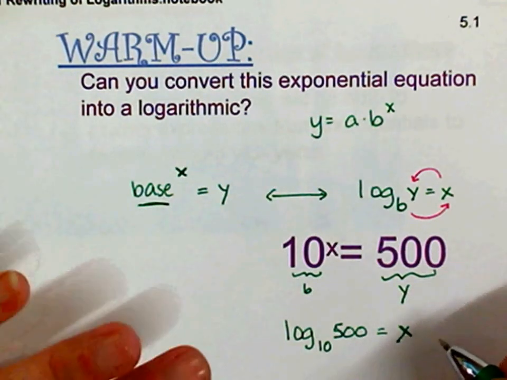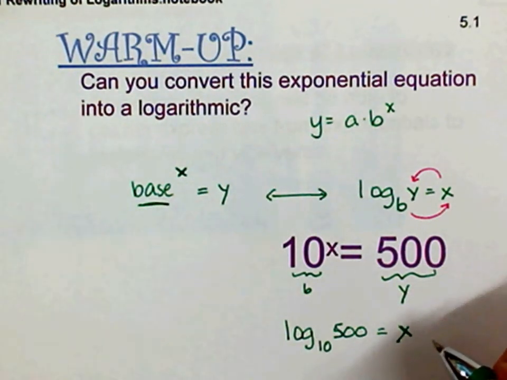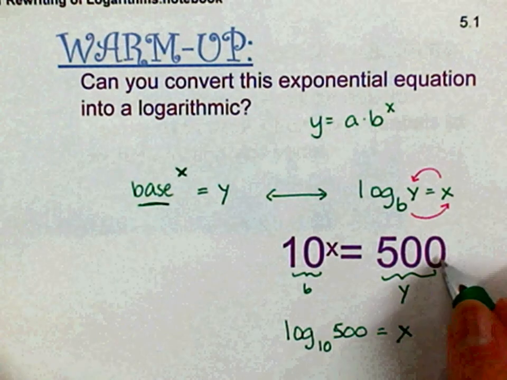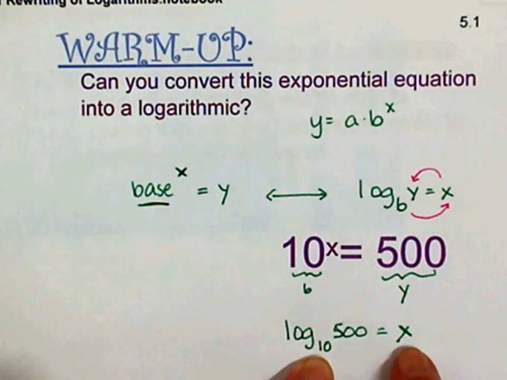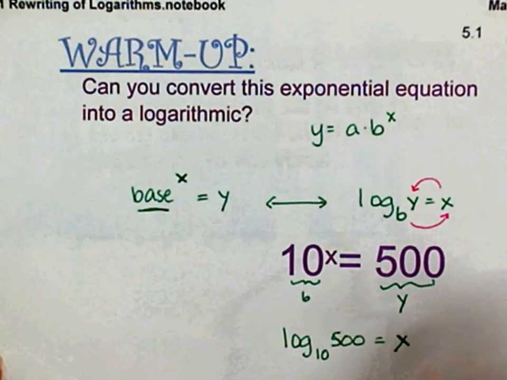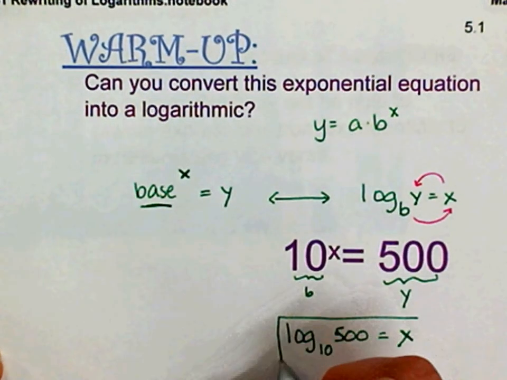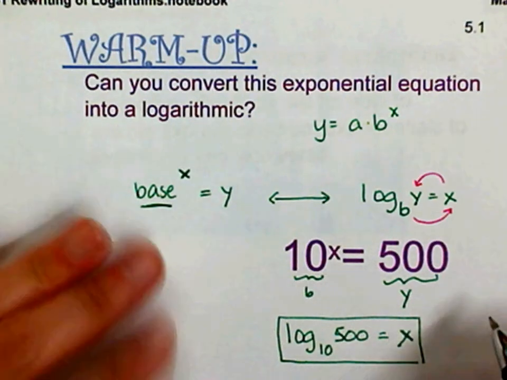And we'll talk a little bit more about how you would type all that into the calculator. So 10 to what power is 500? And for me to solve, I'm going to use x. So that's how you would go about rewriting it in log form. And that's what you guys are going to learn today.